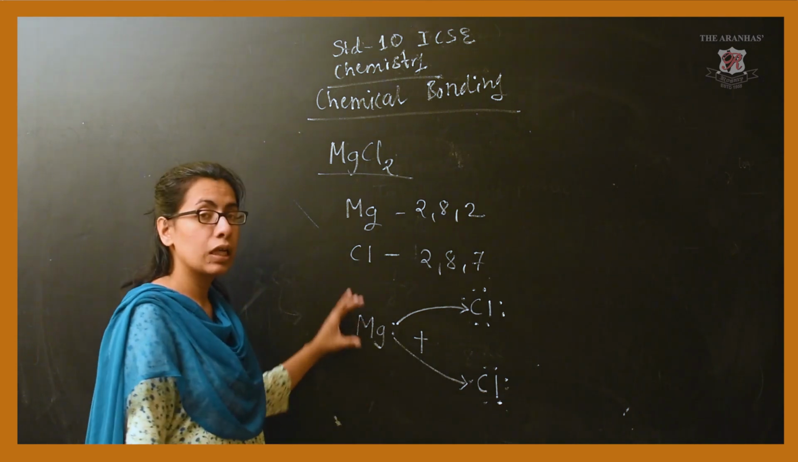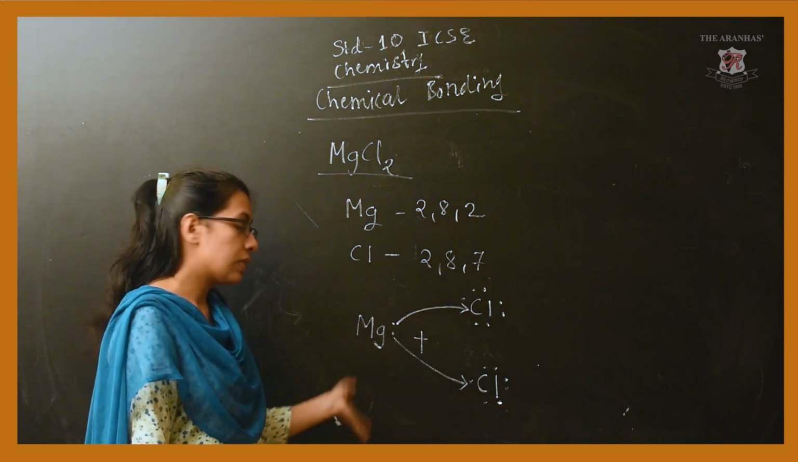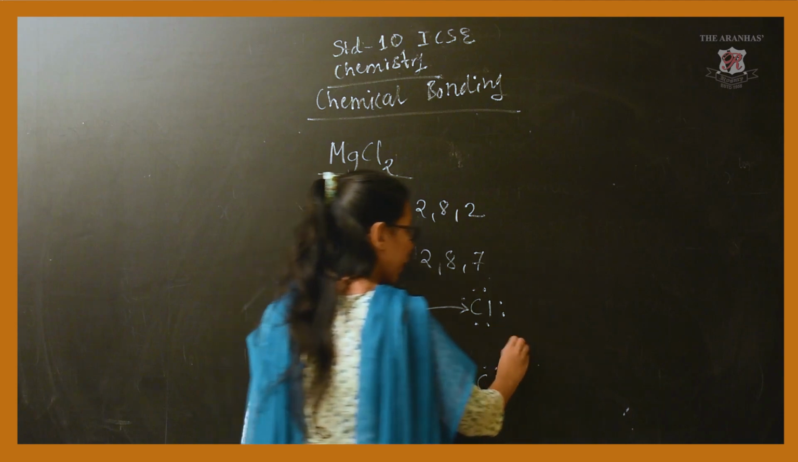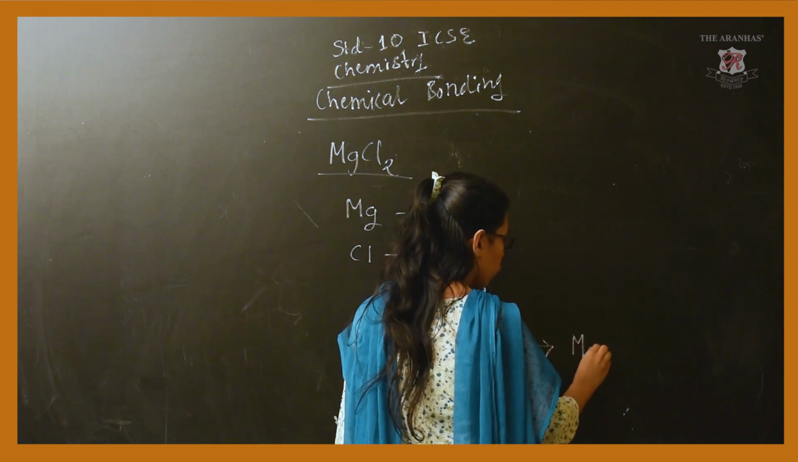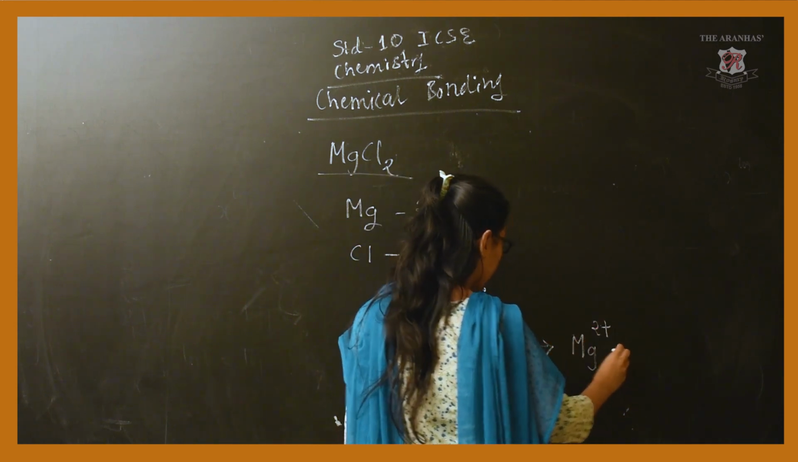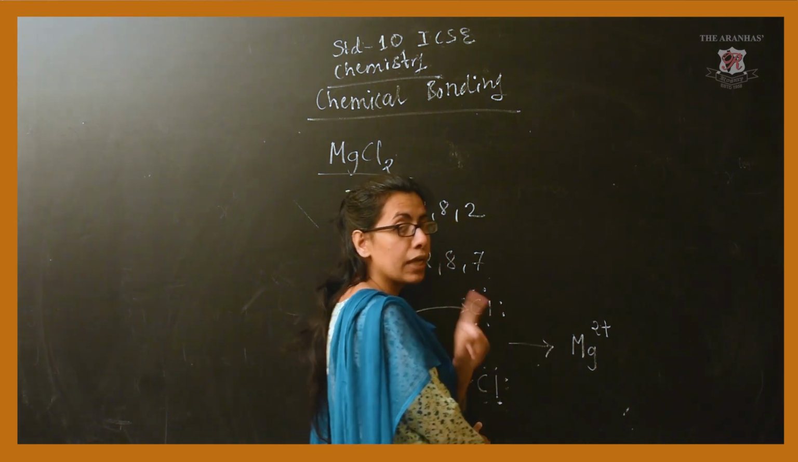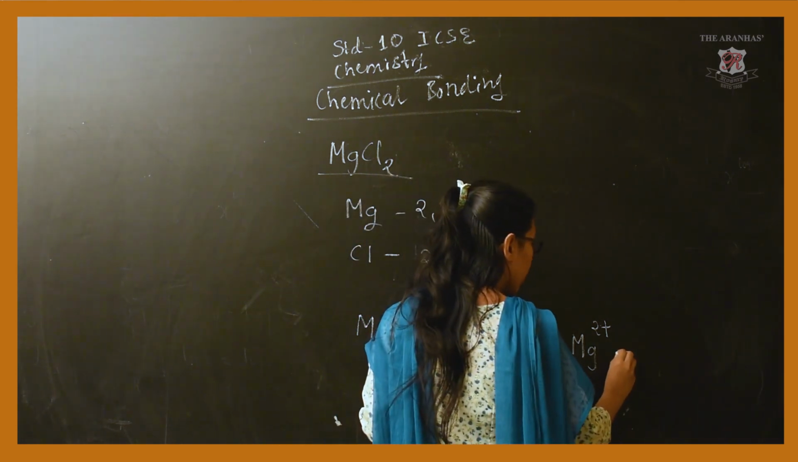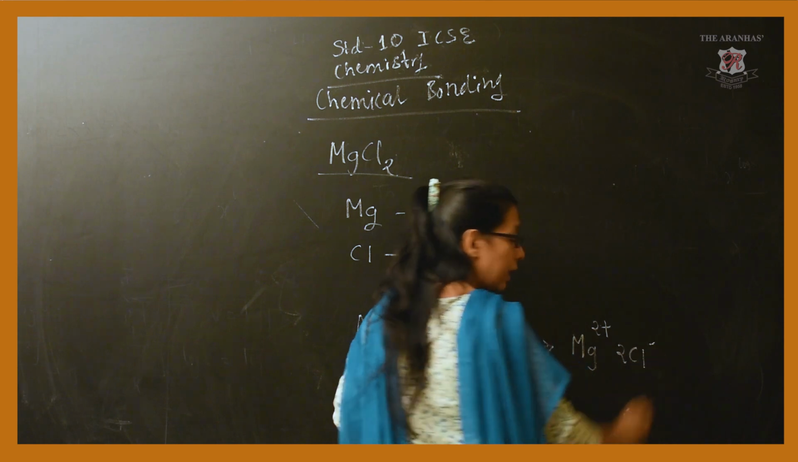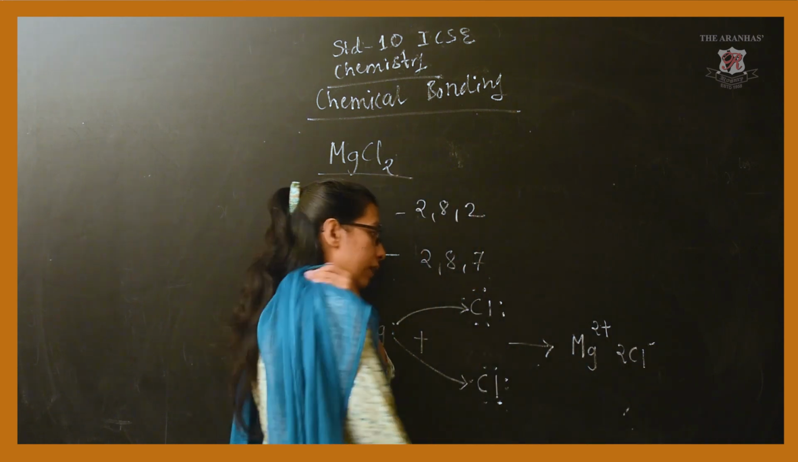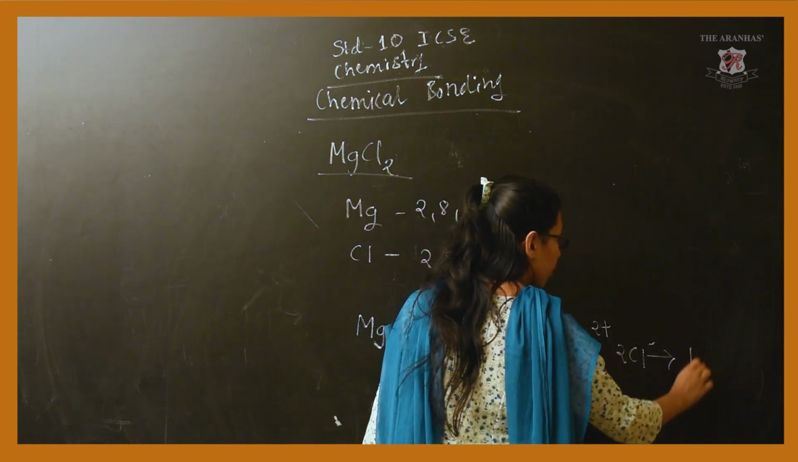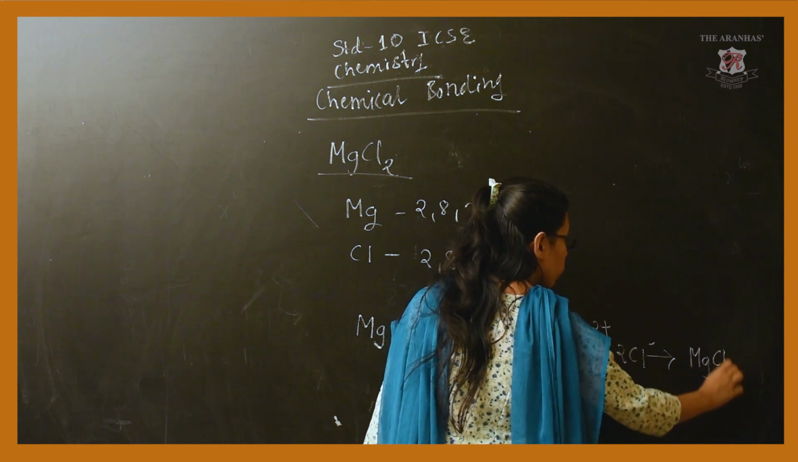So magnesium is losing both the electrons, and as a result we get the formation of Mg2+, and we get 2 chlorines, each getting a -1 charge. Because of that, we get 2 Cl- ions. So that is the formation of the compound MgCl2.